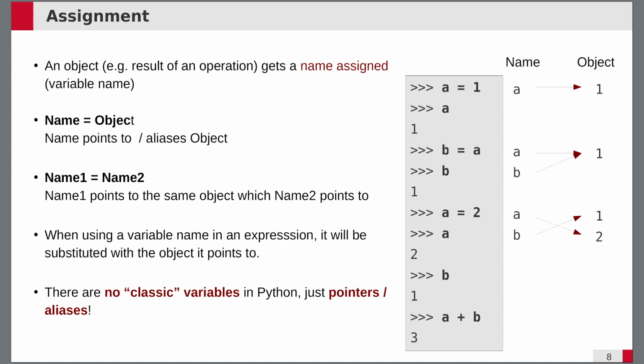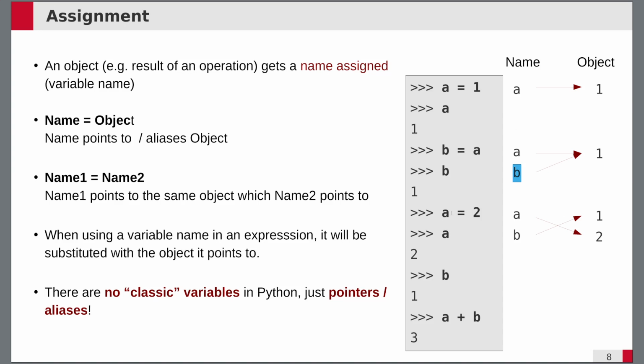What happens if you are now doing b equal a? So basically you are assigning the variable a to the variable b. That means that a was pointing to the object 1 in the memory, and also b will now point to the same object in memory. So this is what it means that b is equal 1.